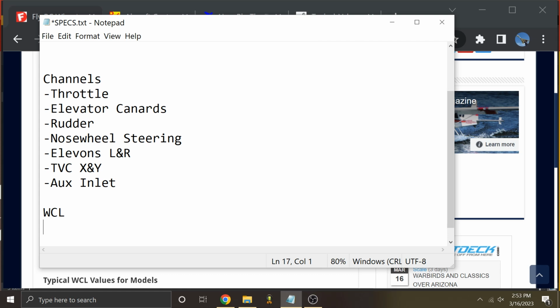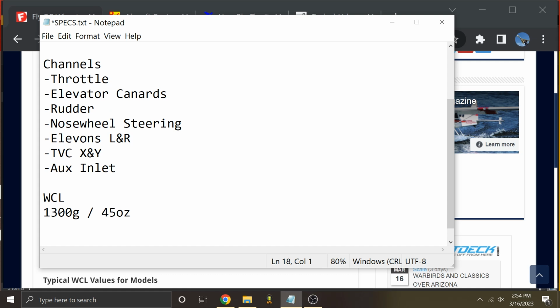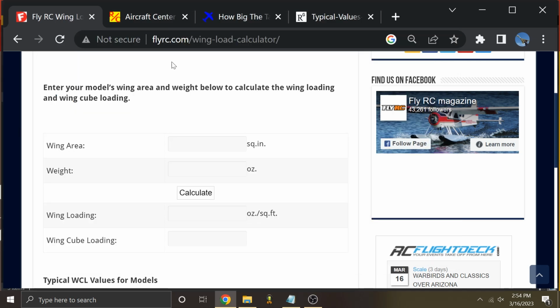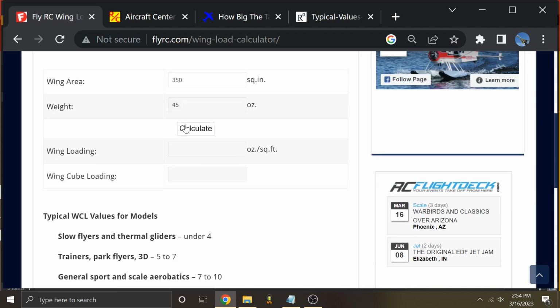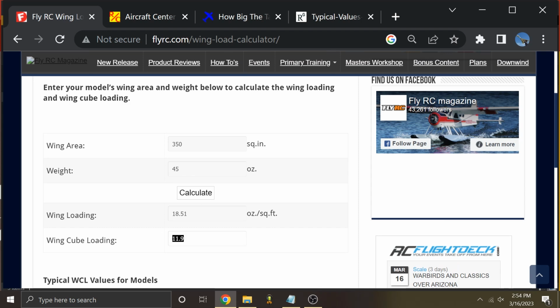So in my case, I know I'm probably going to end up around 1,300 grams, or 45 ounces, and that's just because I'm using the same electronics and the airframe is going to be about the same size as the other airplanes I've already built. So now the question is, what do I want the wing cube loading to be? Well, if we go over to this handy dandy online calculator, which I'll have in the description, we could put in 45 ounces, and then we could put in a wing area, say, I think probably around 350 square inches is going to be right for that. So that gives us a cube loading of 11.9.